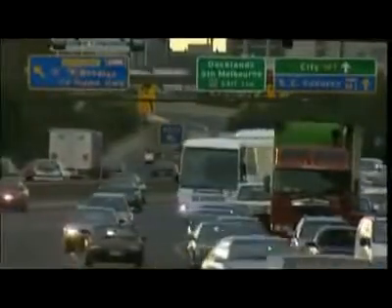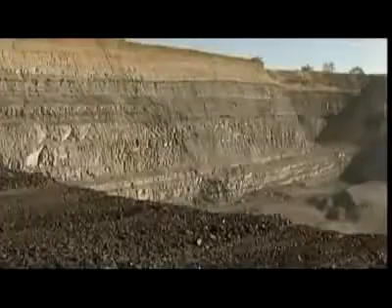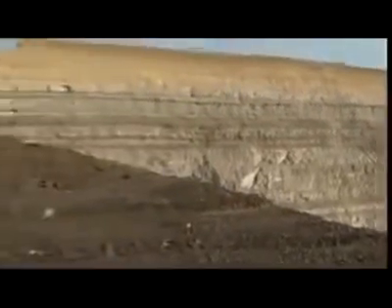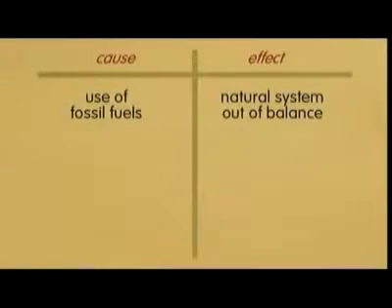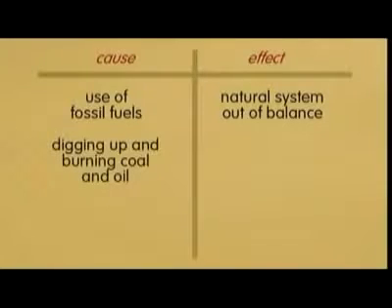Listen again. The main problem is our use of fossil fuels. So what we've done is put the whole natural system out of balance by digging up coal and oil that took about 200 million years to accumulate, and we're releasing it all in about 100 years. This releases gases into the atmosphere. Coal and oil are fossil fuels. So if we go back to the table of cause and effect, we can say that digging up and burning coal and oil is another cause.